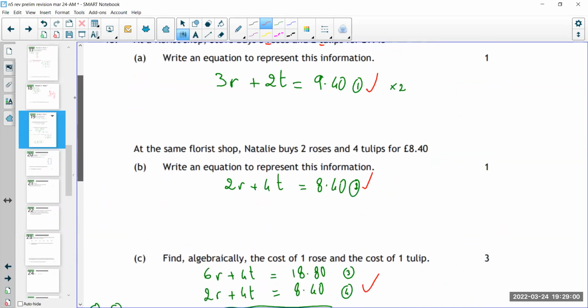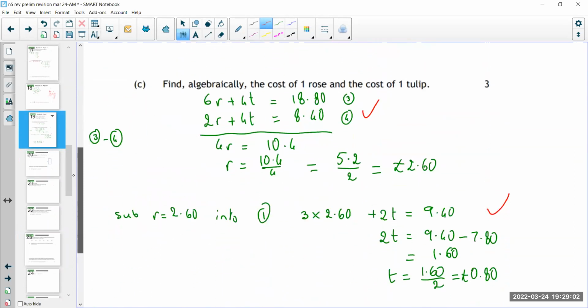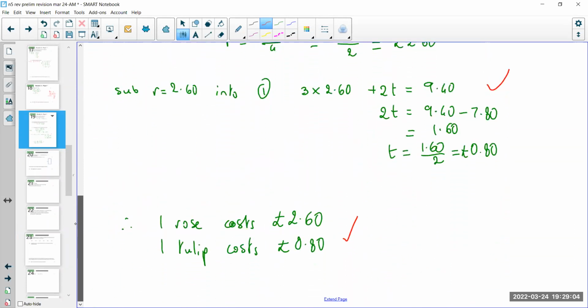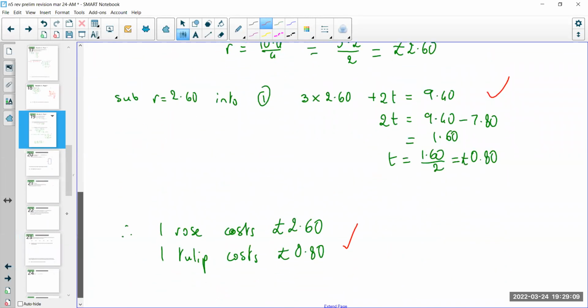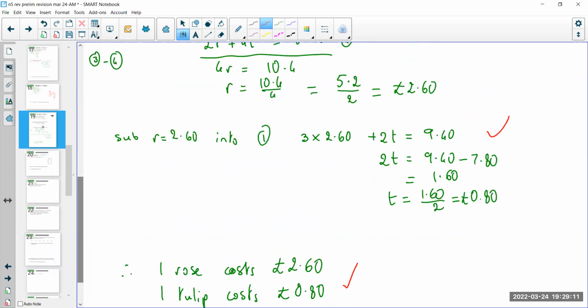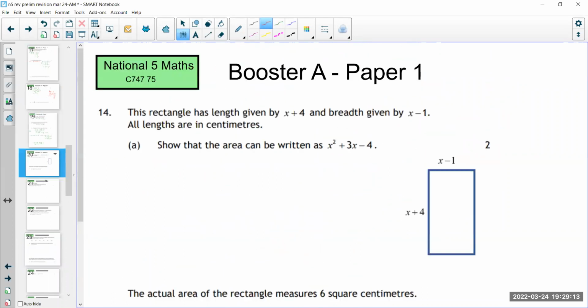So those were not too difficult. I'm not going to spend some time checking it, but I can quickly check it if I want to. I would just put 3 times 260 plus 2 times 0.80, make sure it's 940. And you do the same for the other one.